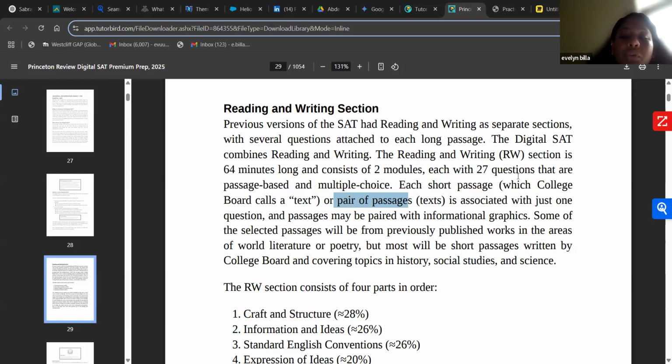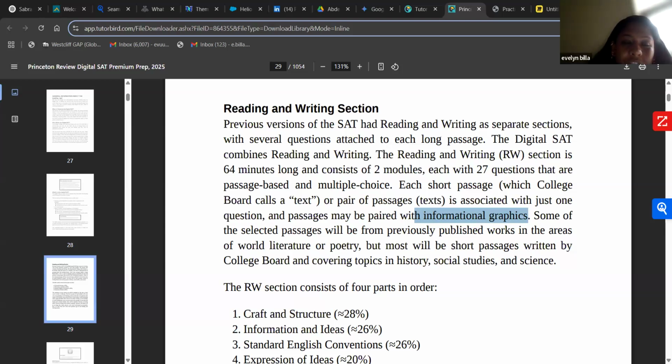Okay, passages may be paired with informational graphs. It talks about tables, graphs, and more visual information, like math, or information on numbers. How many of you are experts in that, where you see a map or a table? How good are you at solving those kinds of questions? Raise your hands if anyone has done that.